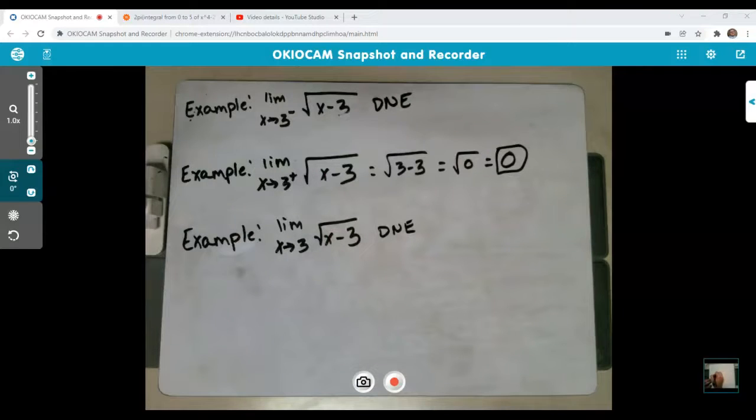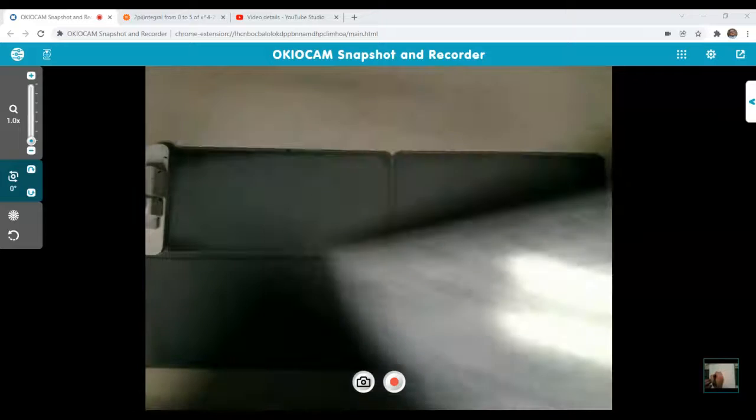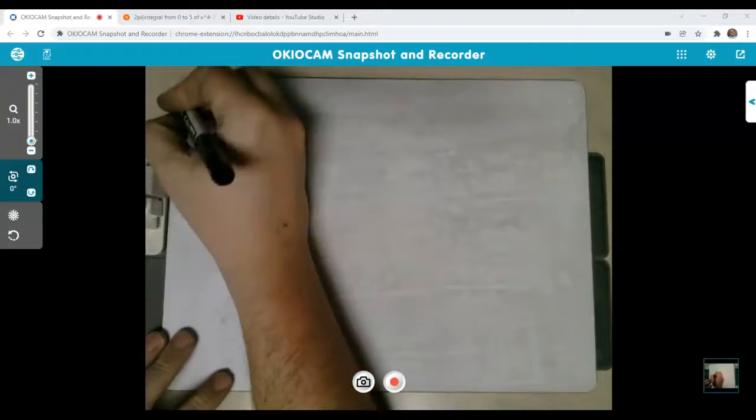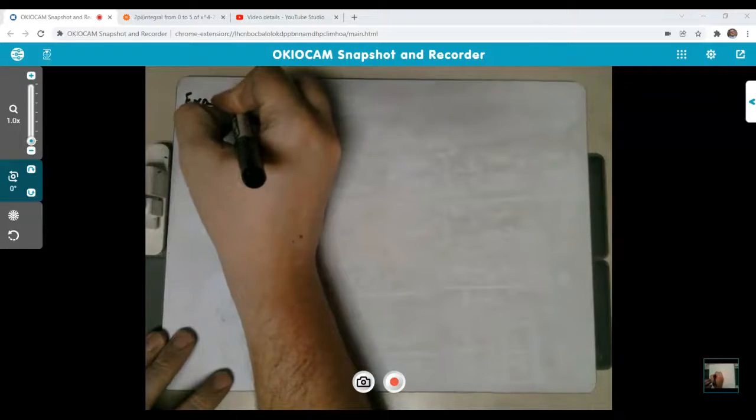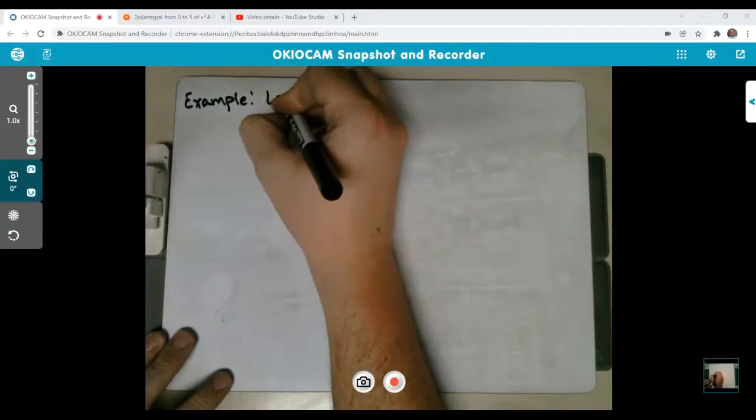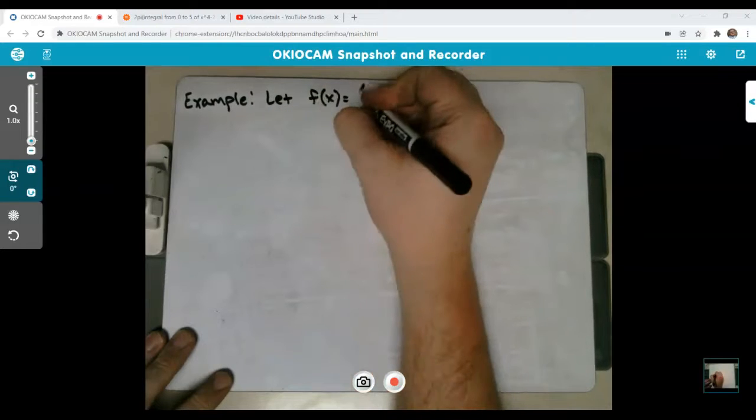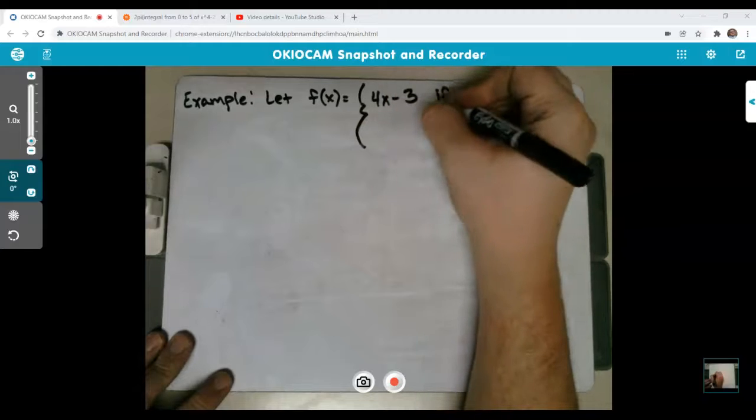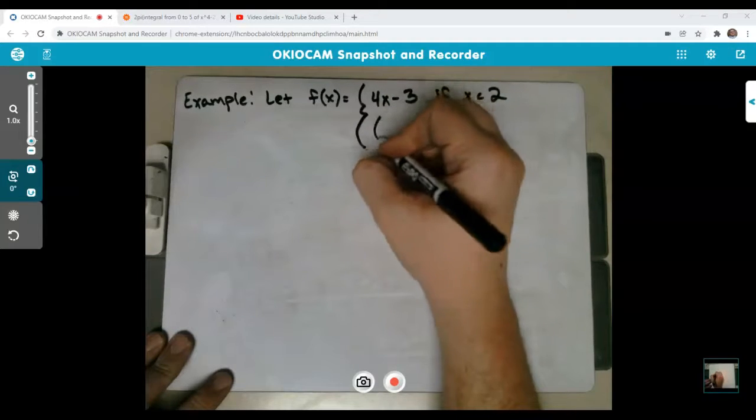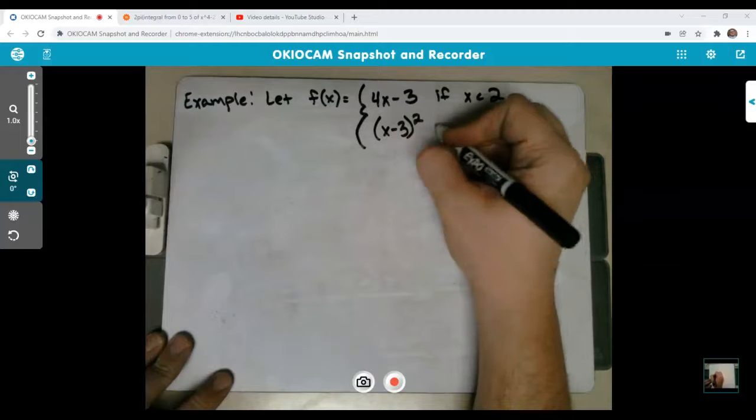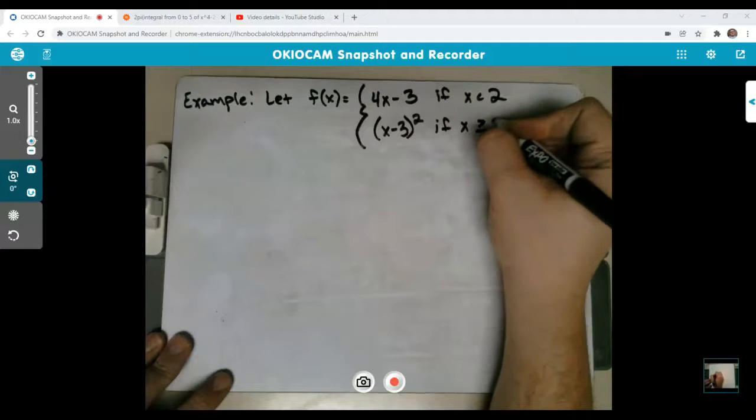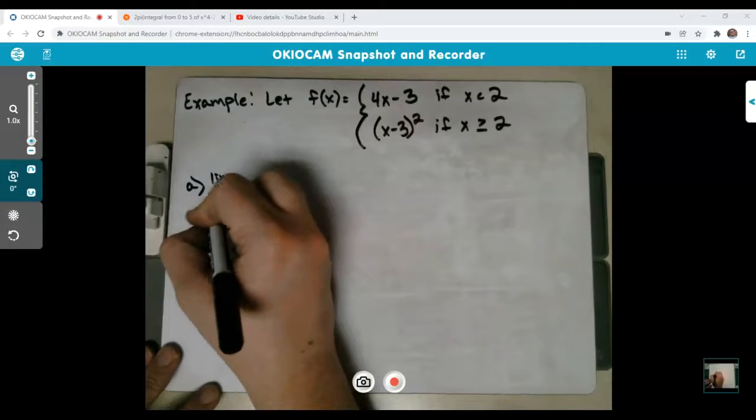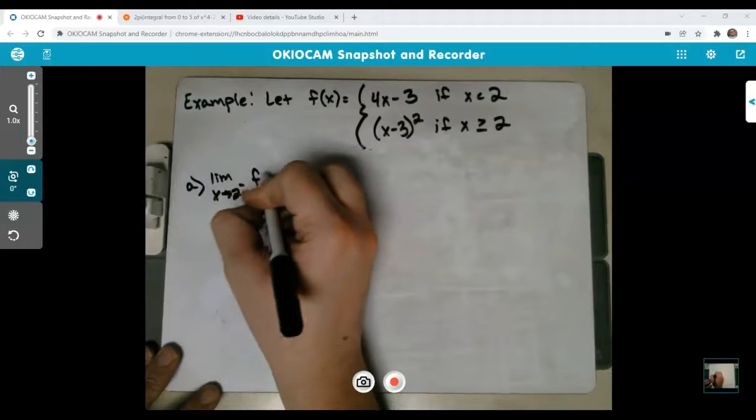All right, another example. We're going to say let f of x be equal to the piecewise function 4x minus 3 if x is less than 2. And we're going to do the quantity x minus 3 squared if x is greater than or equal to 2. First thing I want to do is the limit as x approaches 2 from the left of f of x.